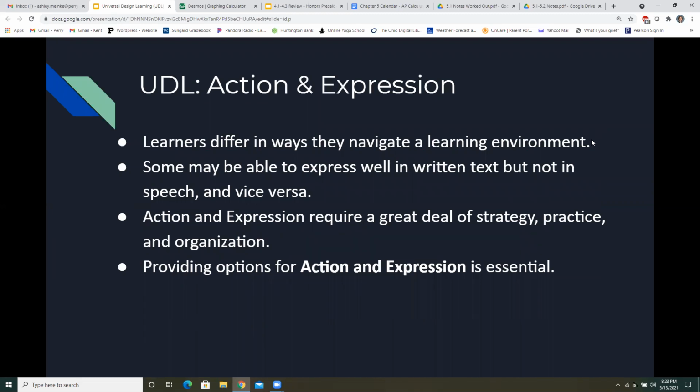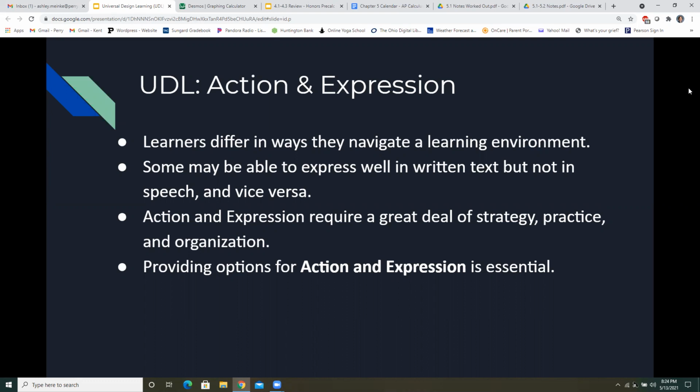We know that learners differ in the ways they navigate a learning environment. Some may be able to express themselves well in written text, but not in speech, and vice versa. So when it comes to assessments, we as instructors and teachers have to be cognizant of this, because if we test students in only one single way, then we may not be able to give them a platform with which to express themselves in a different way and still arrive at the same answer.